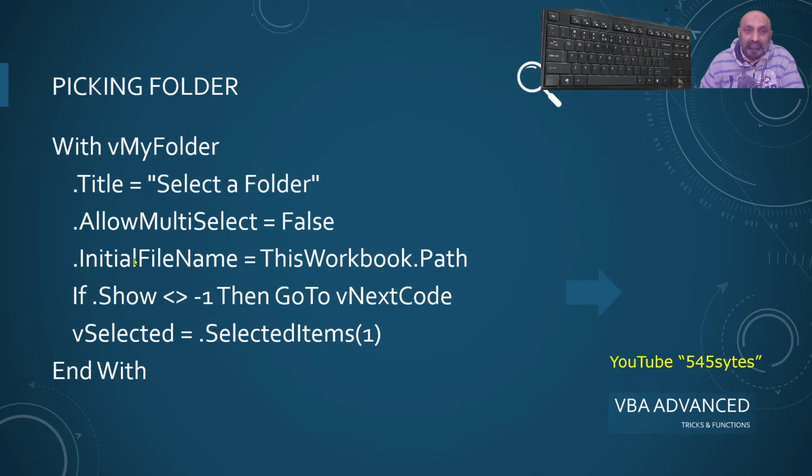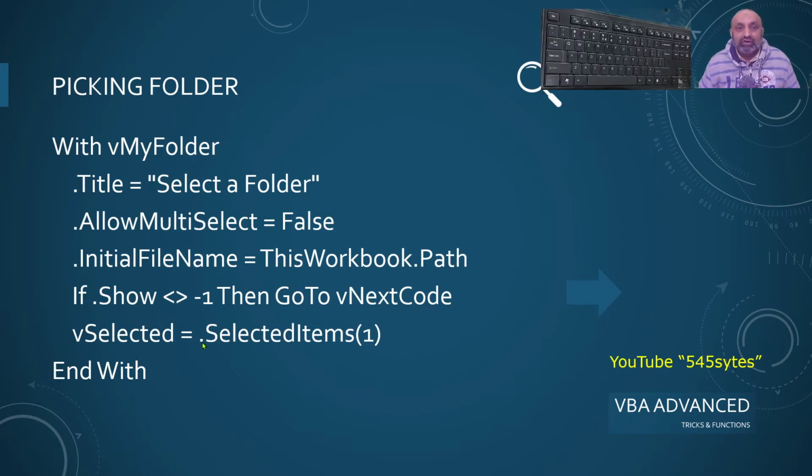These are the three properties I am addressing through this With command. And then we have .Show. .Show is the executable command. With this command, the file dialog box appears on the screen. So these properties I have set, and then I am displaying the file dialog box. And after that file dialog box is displayed, I get some input, and that input is saved in vSelected.